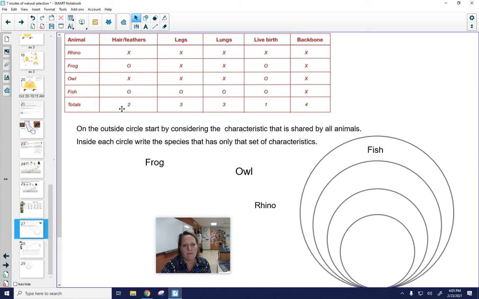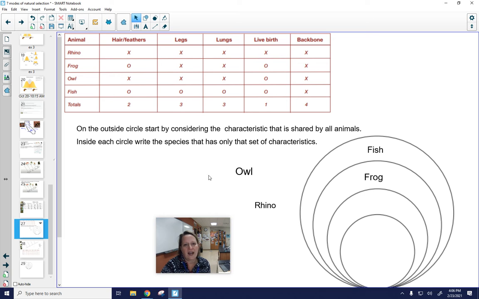So then we're going to do the same thing with the next trait, and we're going to pick the legs because they have a 3, which means that a lot of the creatures, 3 out of the 4 actually, have this in common. And so when you look at legs and lungs, you're going to see that the creatures that only have legs and lungs in common are going to be the frogs. So we have the frog having the backbone like the fish, and then having the lungs and legs. But they don't give live birth and they don't have hair or feathers. So we'll drag the frog right there.